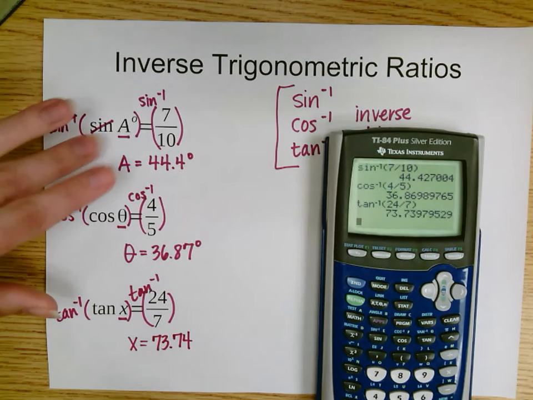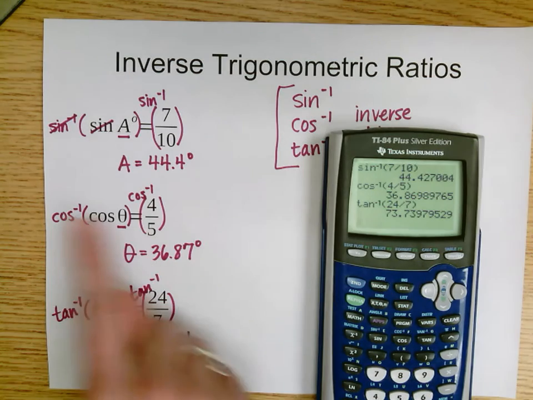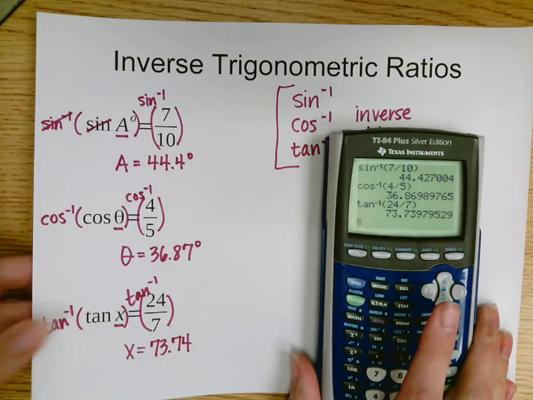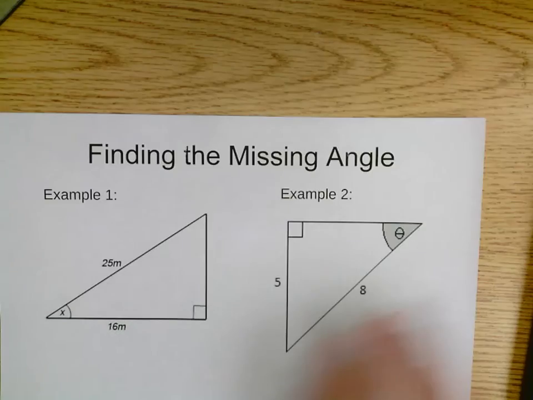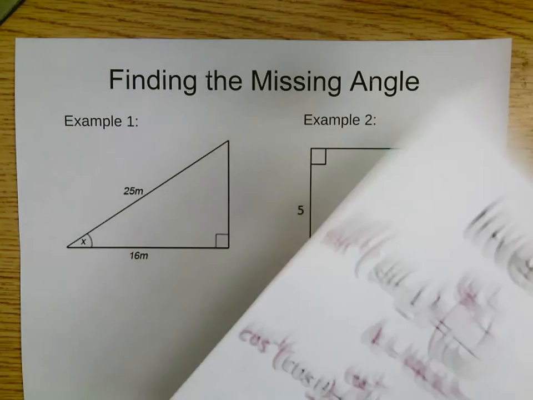Alright, so that's just a little bit of calculator work. These pieces were already set up for us, just to give you a feel for what was going on in how to solve for these variables. So let's look at some examples where we have to find the missing angle. Alright, so this is examples 1 and 2. I'm going to actually stop this.